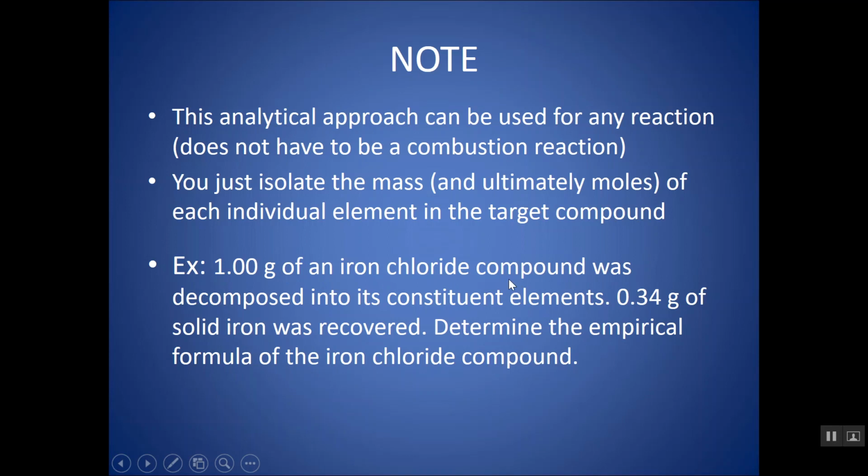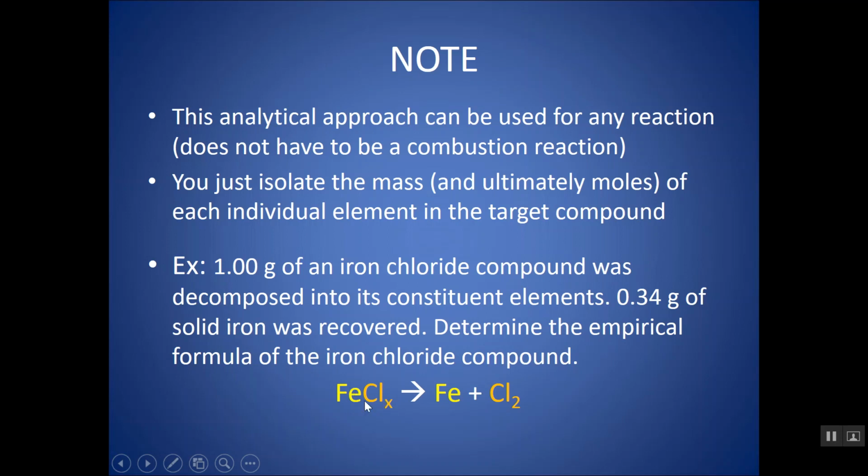Okay, 1 gram of iron chloride was decomposed into its constituent elements. 0.34 grams of solid iron was recovered. Determine the empirical formula of the iron chloride compound. So if I'm thinking of this as an equation, I know there's a compound that has both iron and chlorine to start with. Ionic compounds should have the metal first, and that's why I have that metal first.